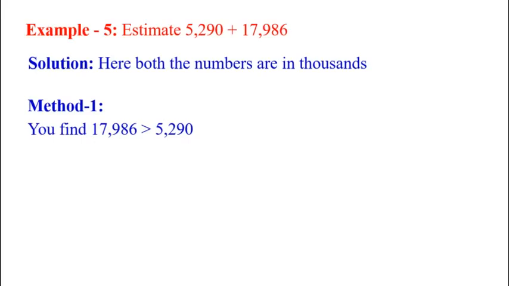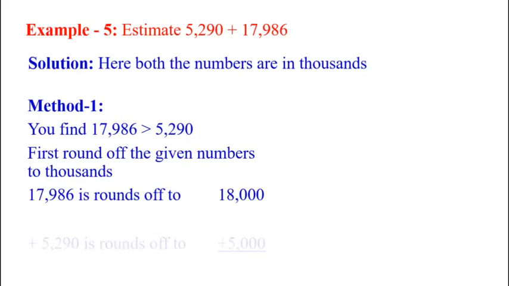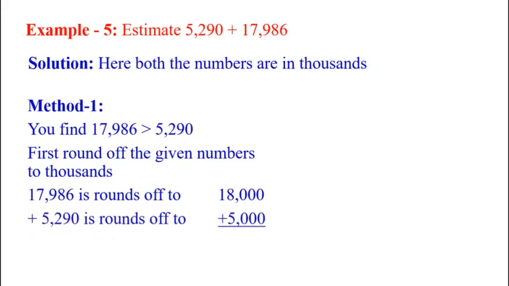17,986 is greater than 5,290. So first round off the given numbers to thousands. So 17,986 rounds off to 18,000, plus 5,290 rounds off to 5,000. So here we will add. So estimated sum is 23,000. So let us discuss another method to solve this question.